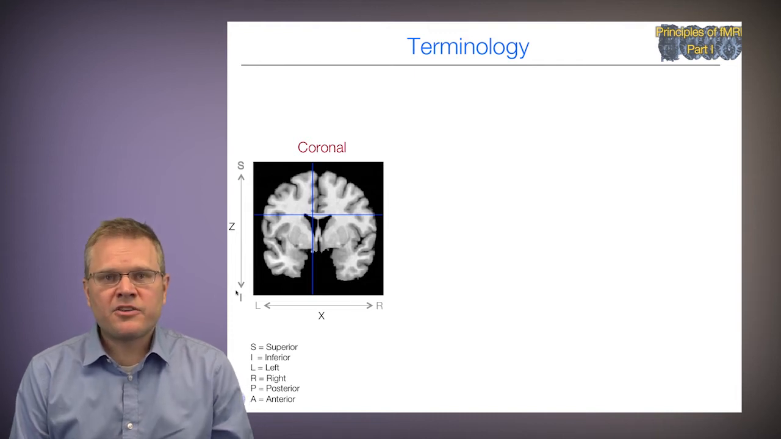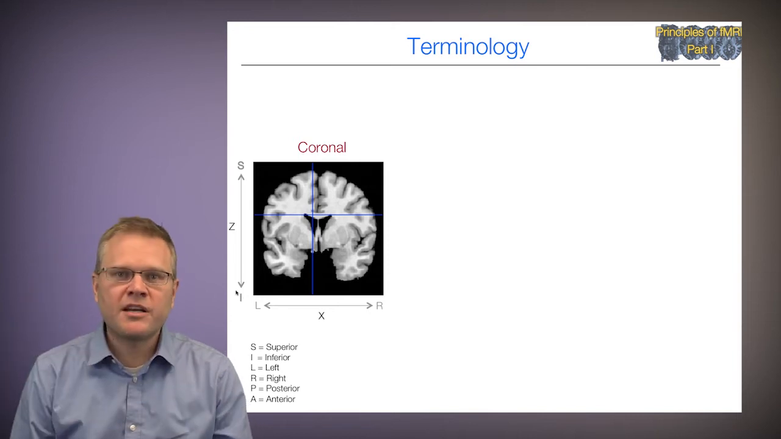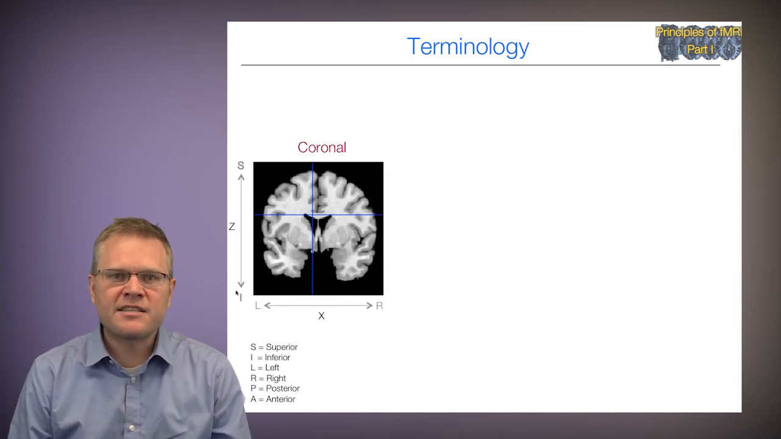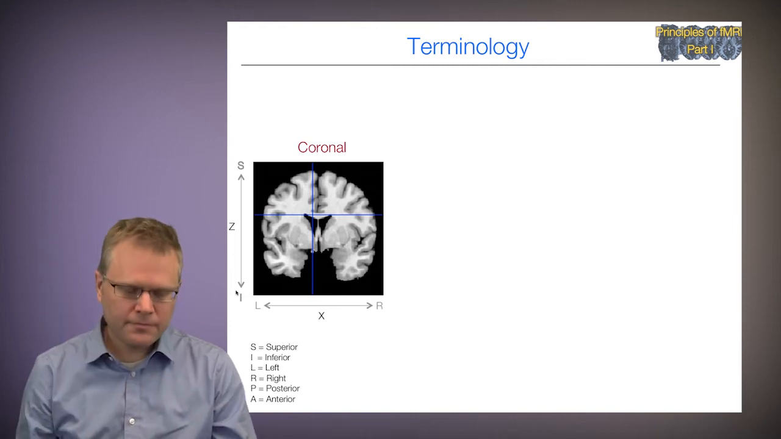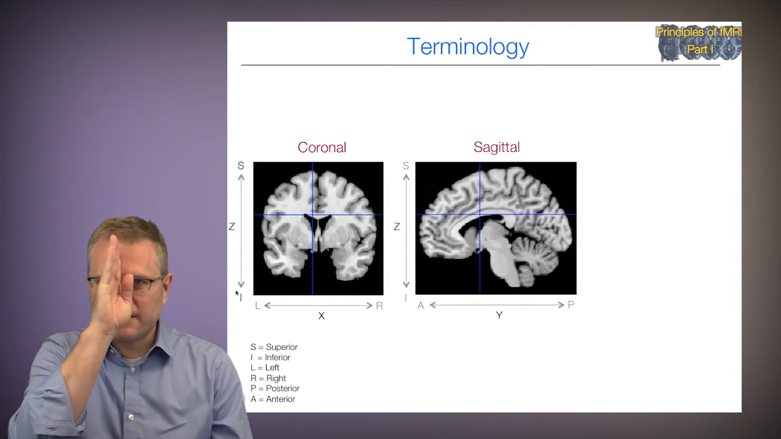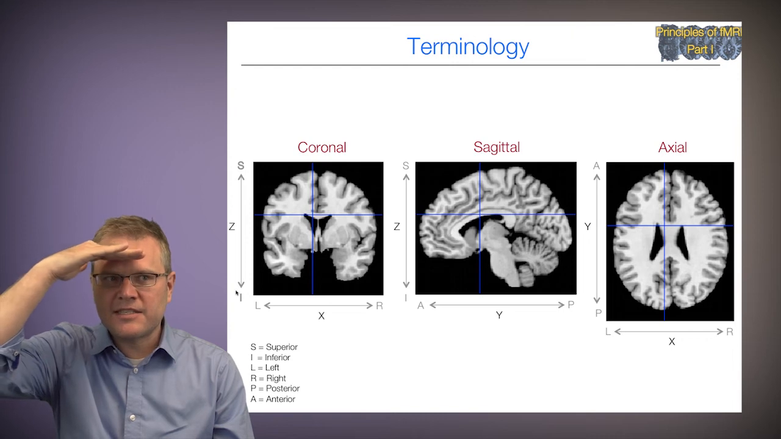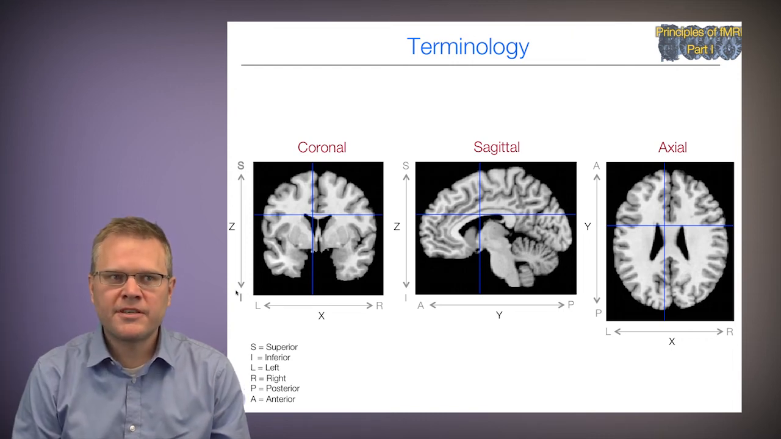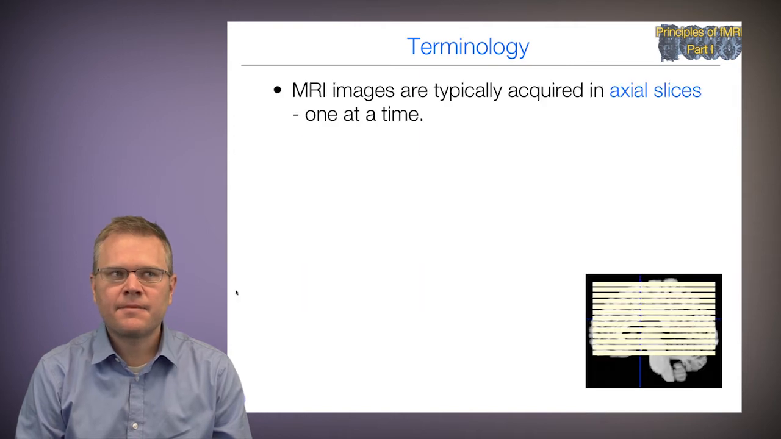Another piece of terminology that's important is different types of slices of the brain. We measure a three-dimensional brain volume, but we often study slices of the brain. So we often talk about coronal slices, which is a slice in this direction, sagittal slices, which is a slice in this direction, and axial slices, which is a slice in this direction. These are examples of coronal, sagittal, and axial slices.